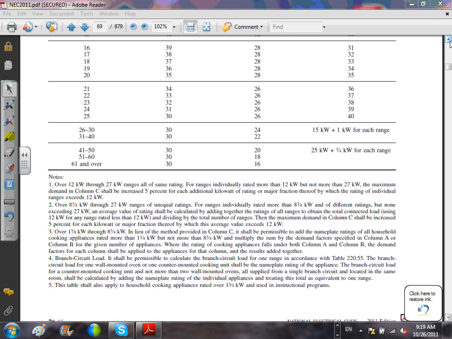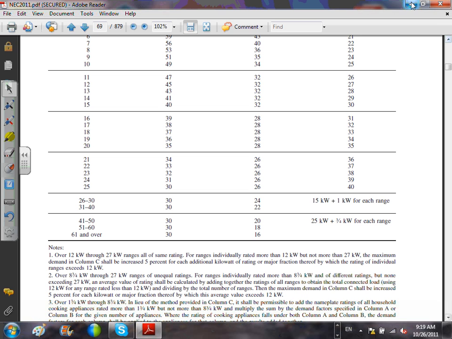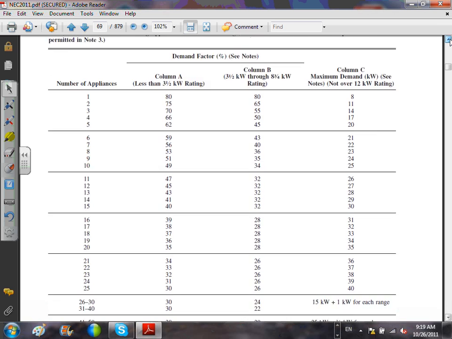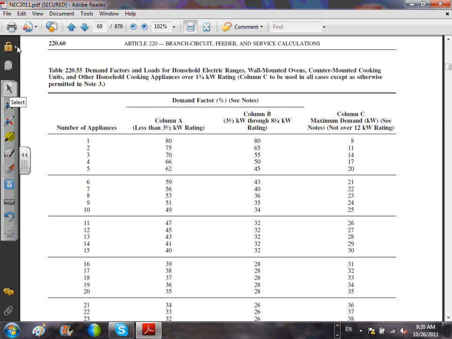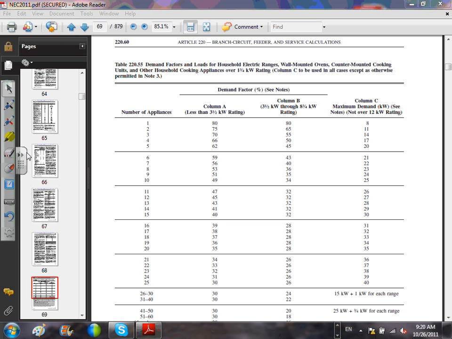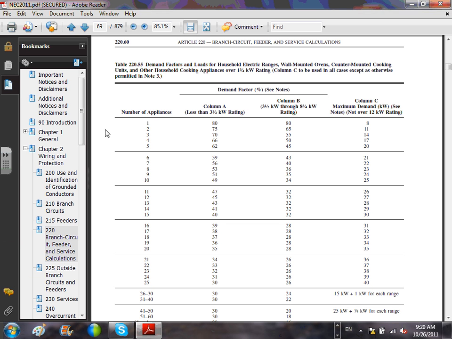So we know how to use this table with the notes. The other thing I would like to mention here about ranges and any question, guys, about this table? Straightforward. One more for branch circuit I want to show you guys. This would be in page related to ranges.